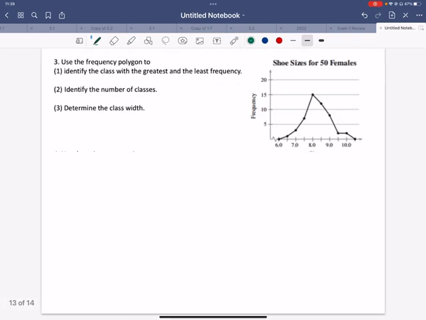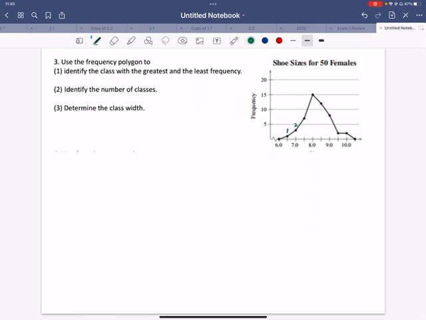Okay, moving on. Frequency polygon. Okay, the dots graph. Number 1, dots connected to a line graph. Identify the class with the greatest and least frequency. Again, the same, right? We have the tallest, which is which class that is. Remember, we do not count the two set points.